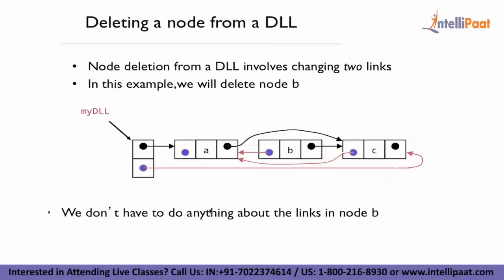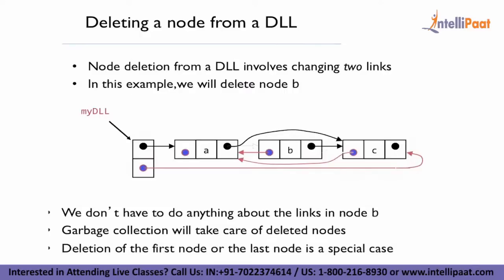So we don't have to do anything about the links of B, and we can free the memory. Garbage collection will take care of deleted nodes. So we need to free the memory, and then it will be taken by the garbage collector. Deletion of the first node or last node is a special case. If you want to delete the first node, then this node will point to the next, and the previous of this will point to null or nothing. Similarly, if we want to delete the last node, we need to adjust the pointers accordingly.